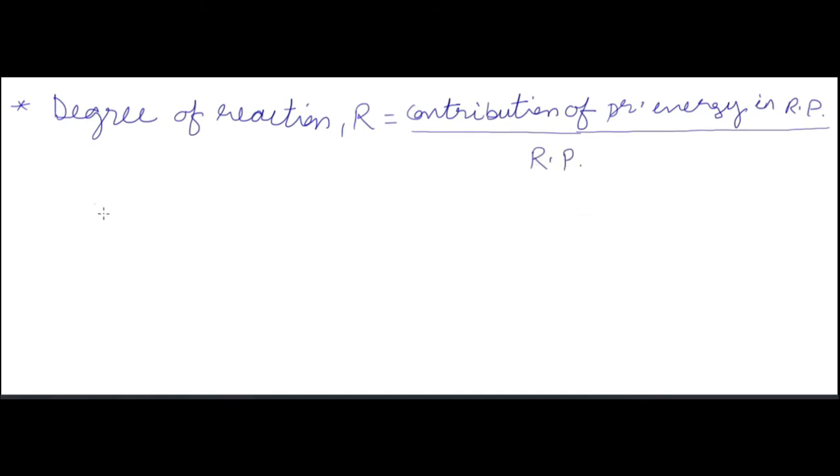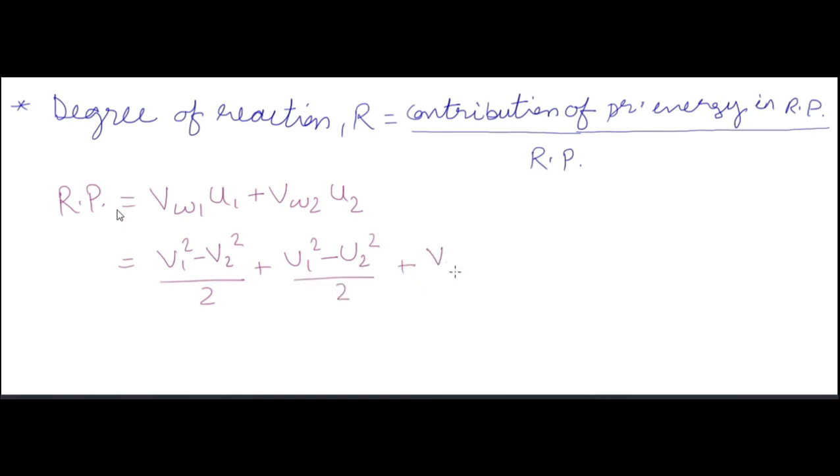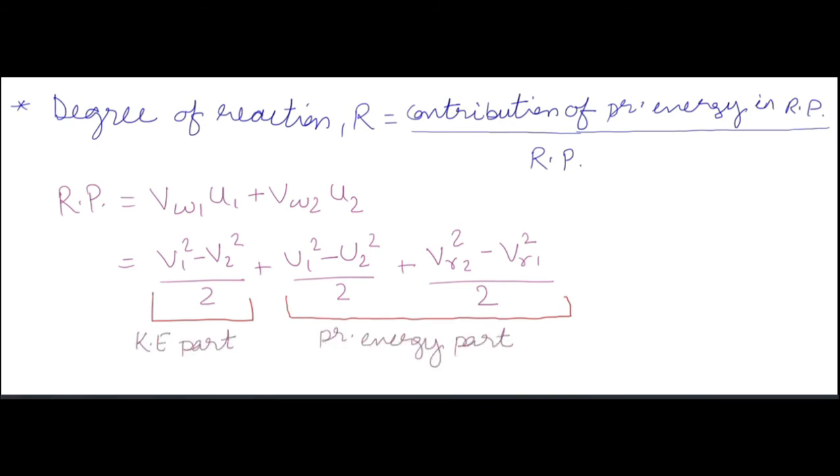Now degree of reaction means the contribution of energy in the runner divided by the runner power. Runner power per kg is given as Vw1 U1 plus Vw2 U2, which is equal to (V1 square minus V2 square) by 2 plus (U1 square minus U2 square) by 2 plus (Vr2 square minus Vr1 square) by 2. This is per kg. If you are asked the runner power, you have to do rho into V dot into (Vw1 U1 plus Vw2 U2). So it's runner power per kg.